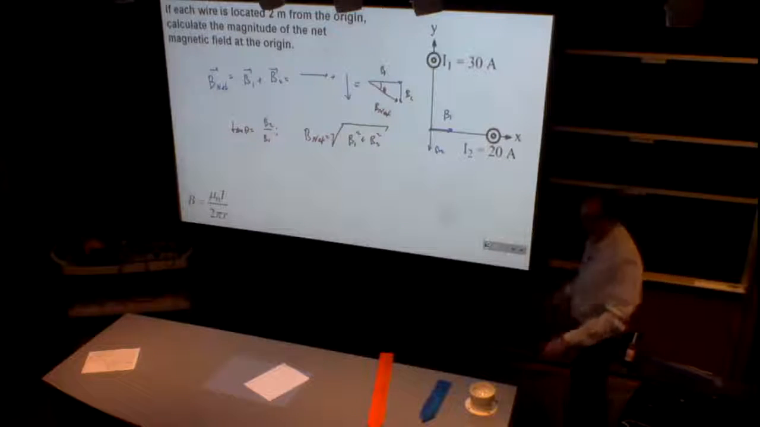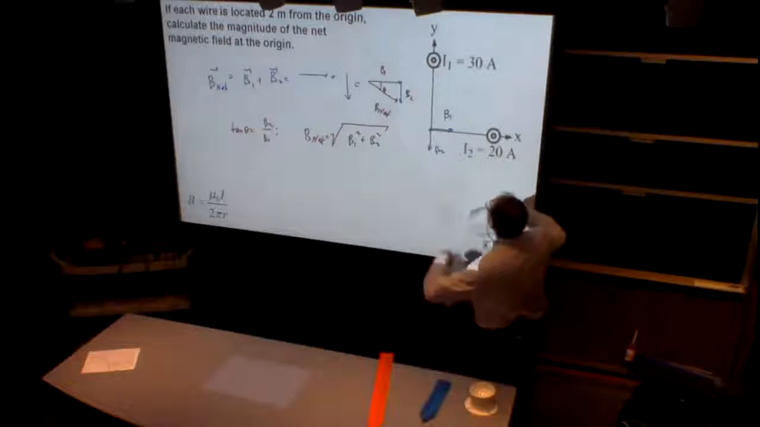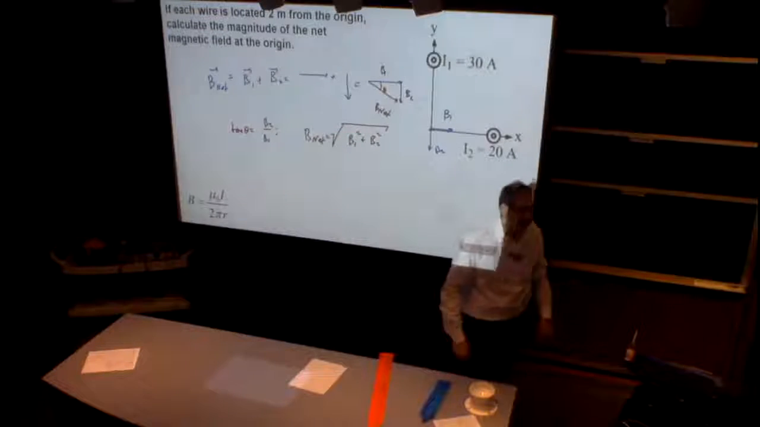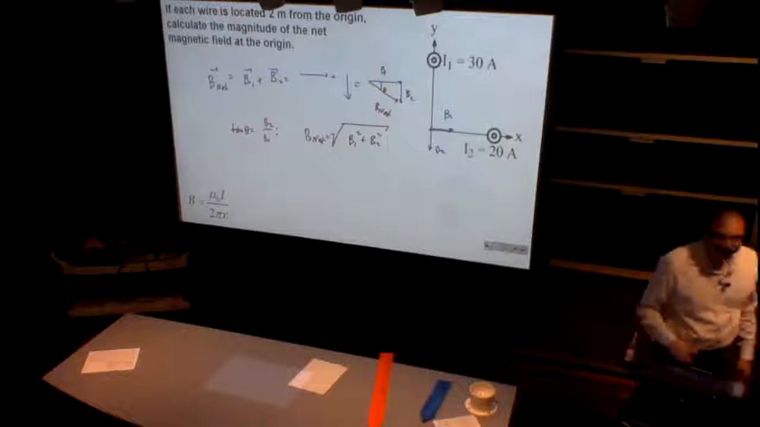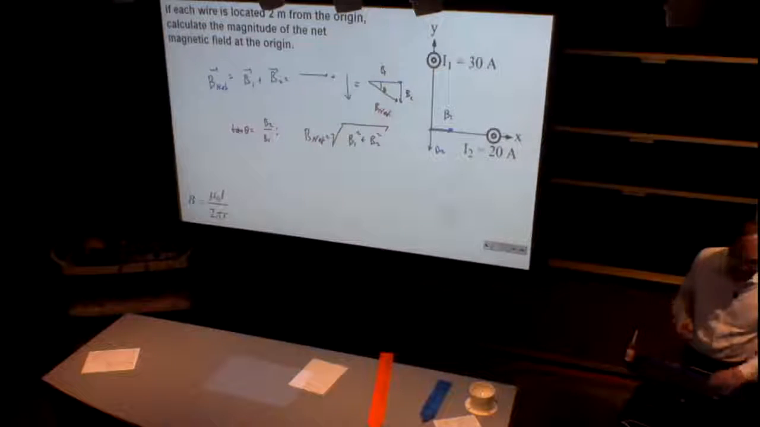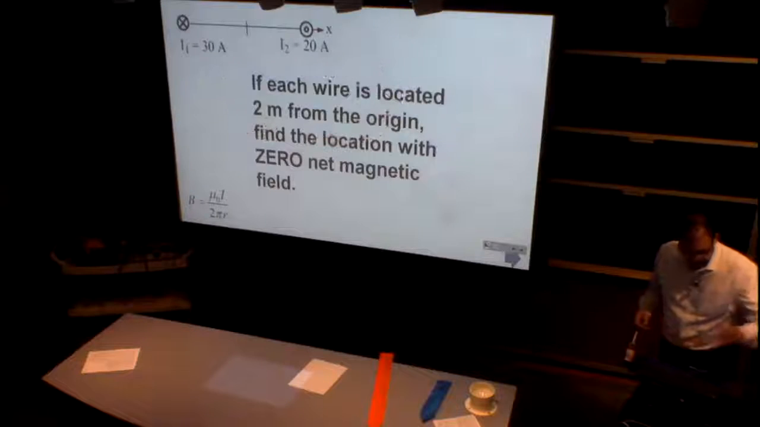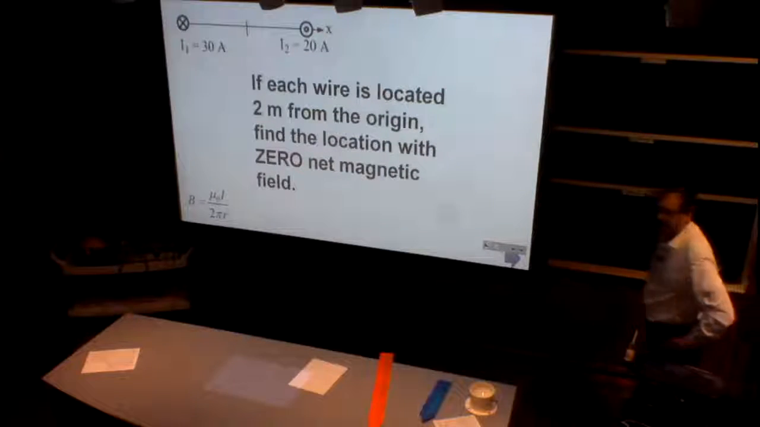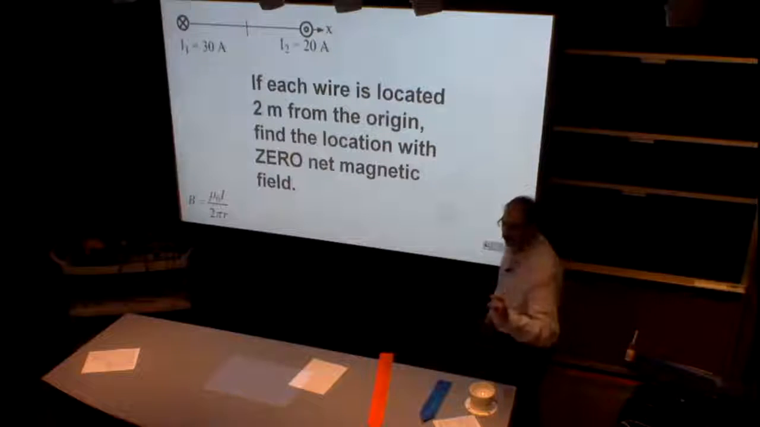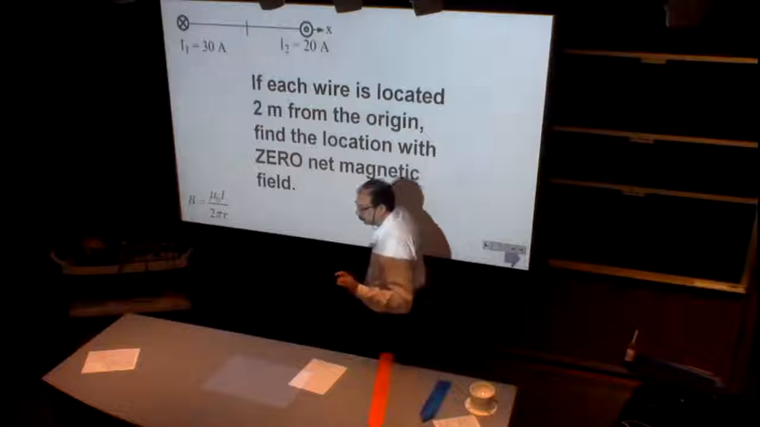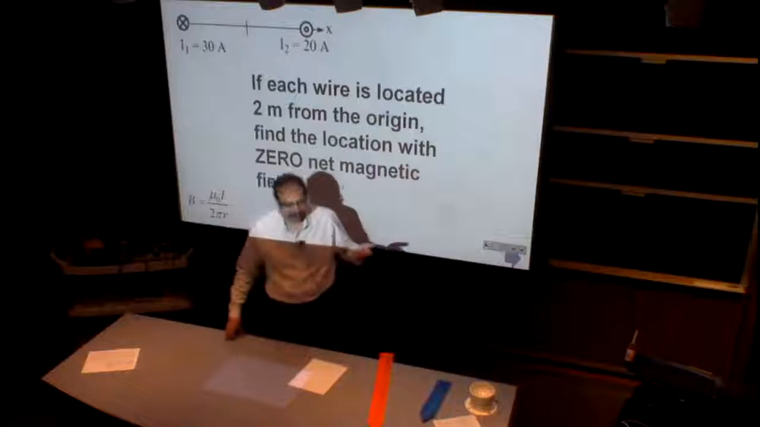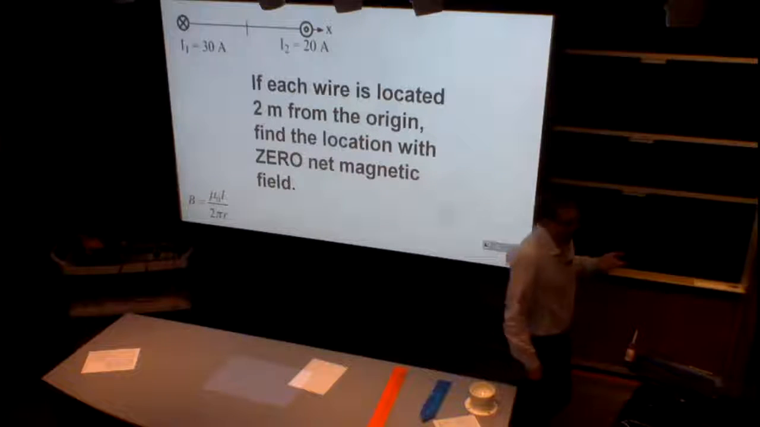If you cover the wires, you don't see anything new anymore. The source doesn't matter. The physical nature doesn't matter. It's pure trigonometry, which has been done many, many times before. This one is also very similar to calculating the location where a satellite experiences zero net gravitational force, or a charge experiences zero electric force.